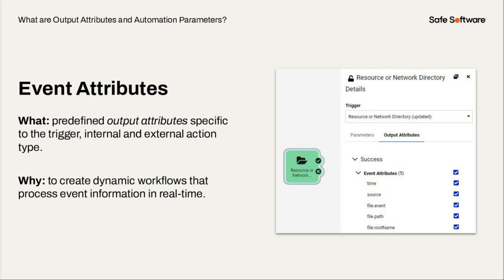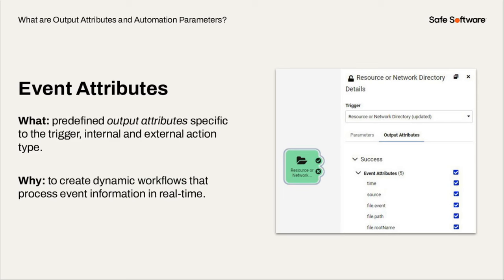So let's put this into an example to make it make a little bit more sense. Say we're looking at the resource or network directory watch trigger. This trigger allows us to watch a directory, and if it's triggered, the JSON message will contain the change that took place, whether files were created, modified, or deleted. We can also get the file path and the file root name. This information will pass in the JSON message where it's flattened to make the key value pairs specific to that trigger. So we can get the file.event path, the file.path, and so on.